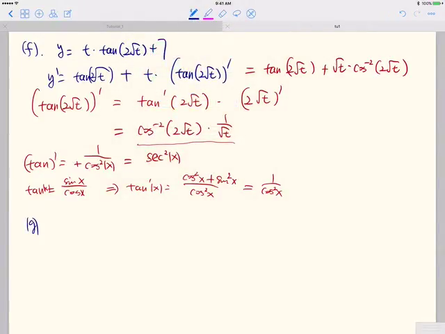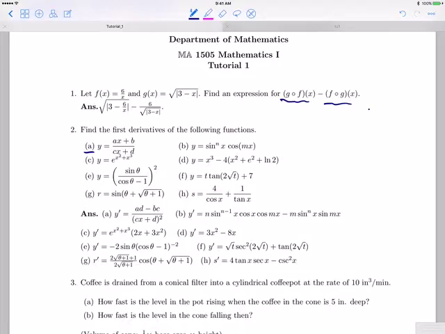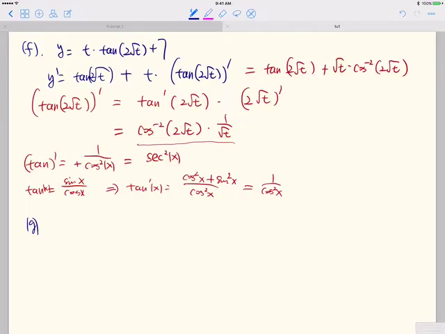Let me see how much time we have used. Okay, 25 minutes. Okay, I will speed up. Okay, so it's here. No, it's here. Sine of theta plus square root of theta.